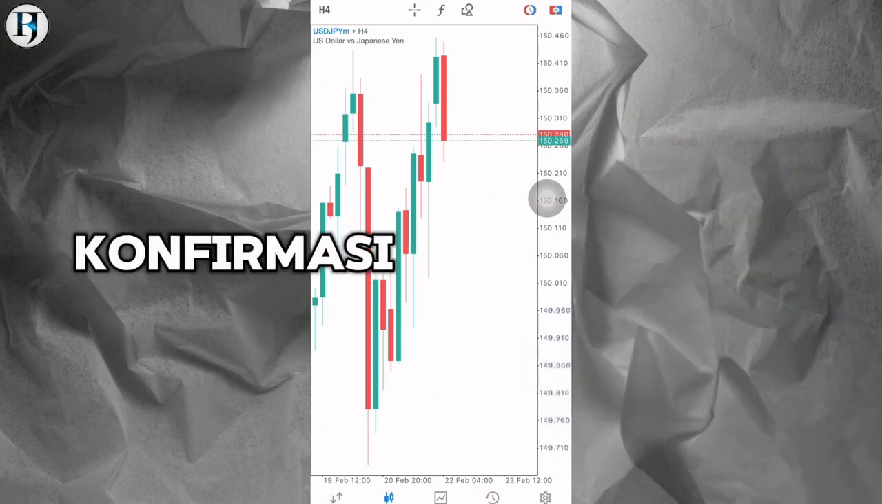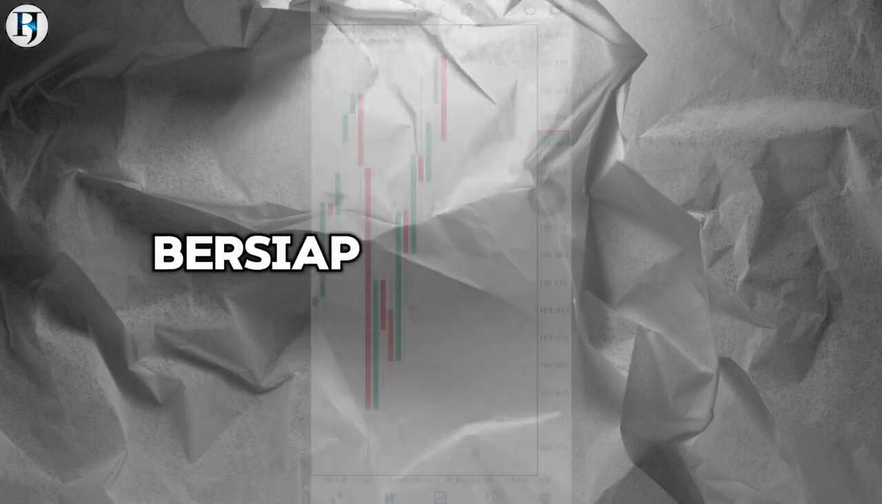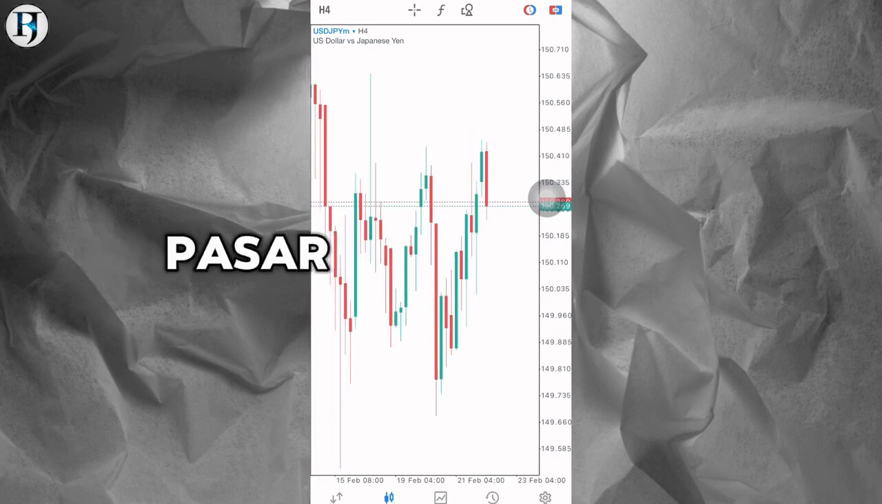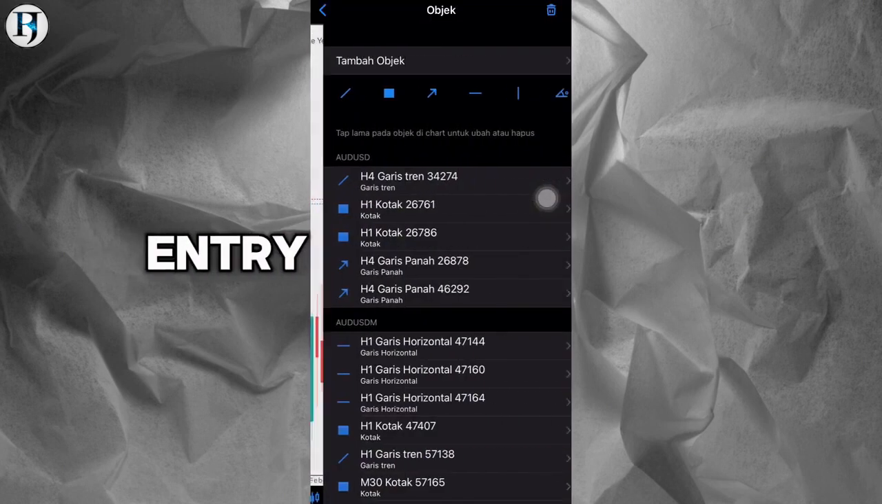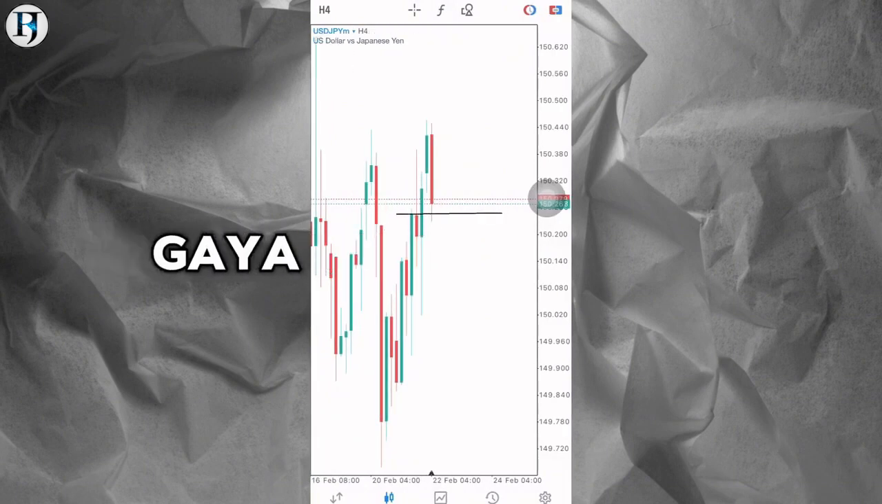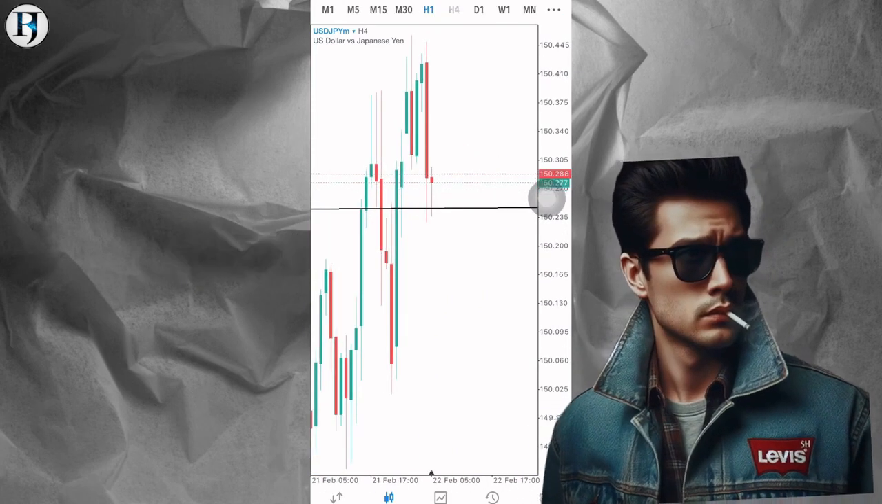After we get confirmation of the breakout and find the entry area at support, we prepare to enter. It's time to be patient and focus on waiting for the market to enter its entry zone. You can choose to enter manually or place a pending order. It all depends on the style and comfort of each trader. The main thing is we still have to stay calm and believe in the strategy that we have compiled.